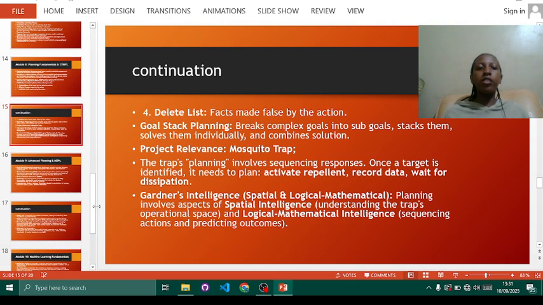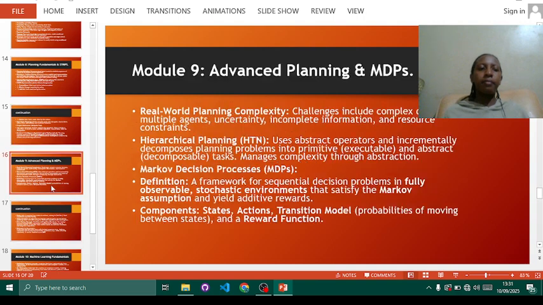But how is this relevant to my project, which is the mosquito trap? The trap's planning involves sequential responses. Once a target is identified, it needs to plan: activate repellent, record data, wait for dissipation. Then module 9 was all about advanced planning and MDPs.